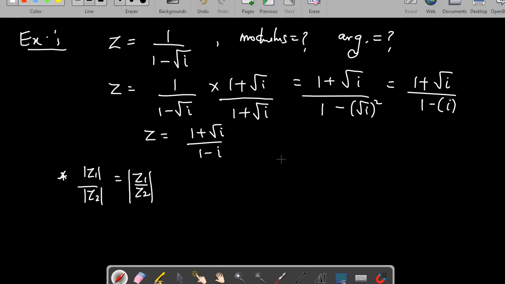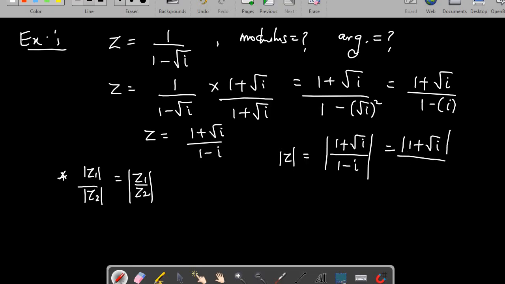If you apply that rule here, the modulus of z, which is equal to the modulus of 1 plus root i over 1 minus i, will be equal to the modulus of 1 plus root i over the modulus of 1 minus i.